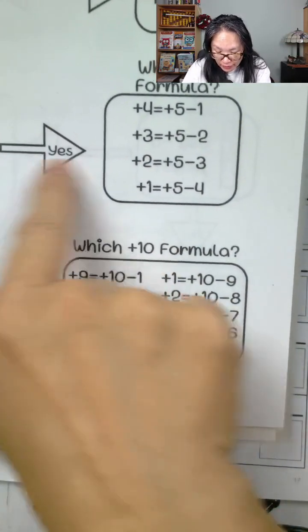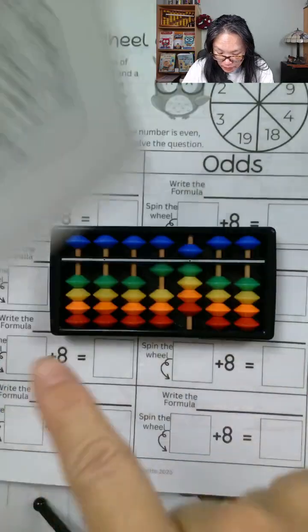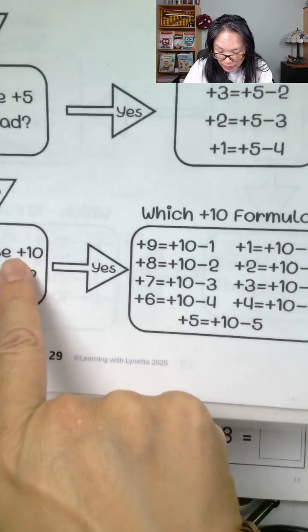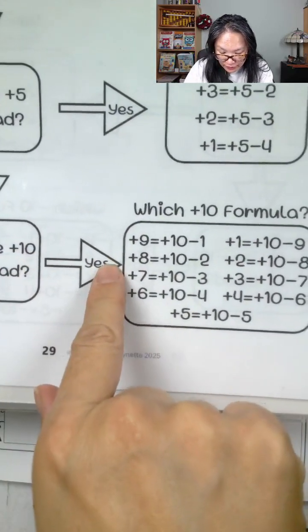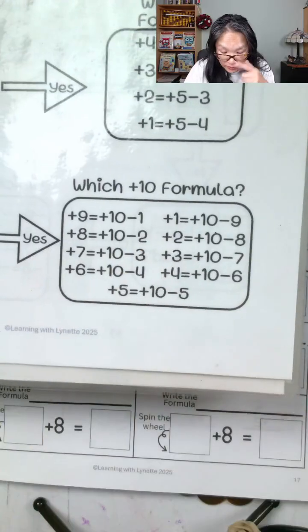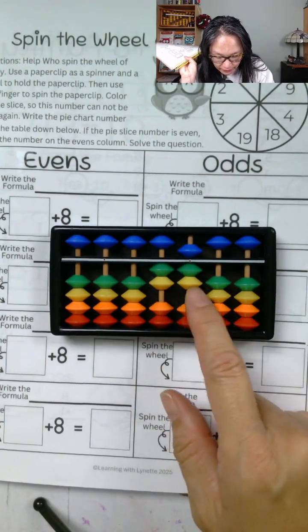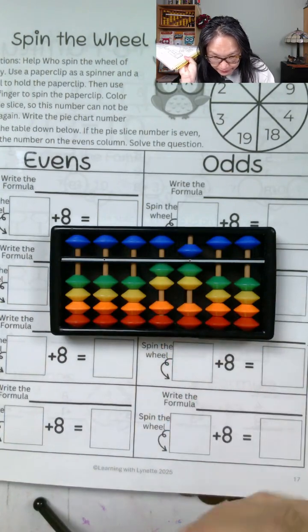Because there's no 5, we don't need to worry about this. So we have to go down to here. What do we got to do? We got to add the 8. When we add the 8, plus the 8 is what? Plus the 10 minus the 2. So I'm going to plus the 10, take away the 2. My final answer is 27.